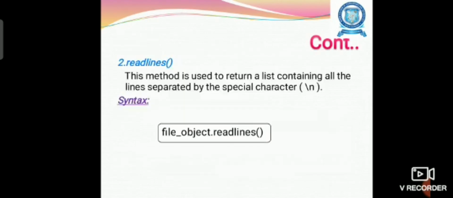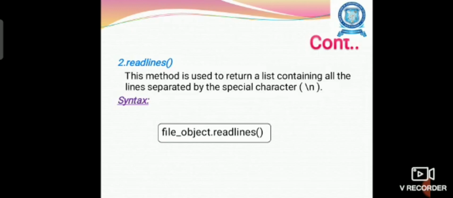Now the second method is readlines. By this method we can get all the lines from the file, but the lines will be listed in list fashion. That is, it is used to return a list containing all the lines. The lines will be separated by the special character \n.